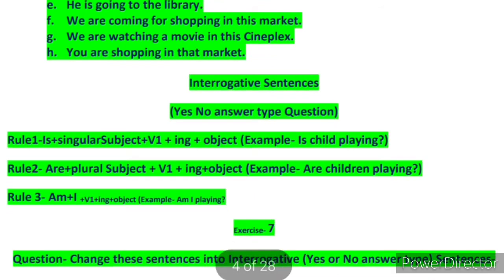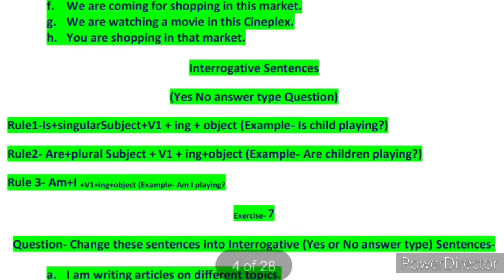Now next is interrogative sentences, yes or no answer type of questions. So rule 1 is that we are supposed to add is, am, are in the beginning and the rest will be the same. So rule 1 is: is plus singular subject plus v1 plus ing plus object plus question mark.